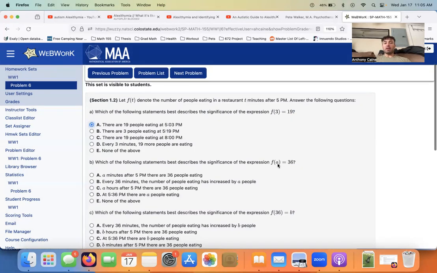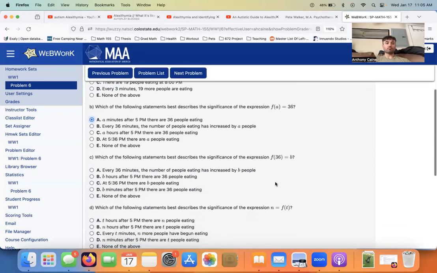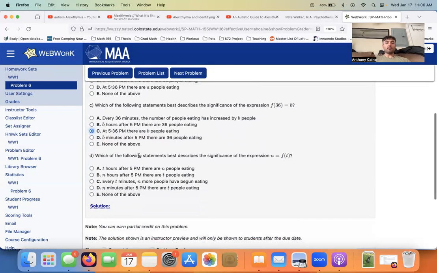Which of the following statements best describes the significance of this? A minutes after 5 p.m., there are 36 people eating at the restaurant. Great, that looks good. Same question: 36 minutes after, there are B many people. Let's see, 5:36, there are B people eating. That looks good. Yep. T minutes after, there are N many people.